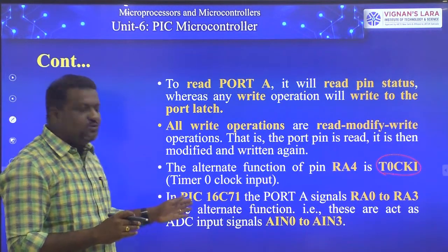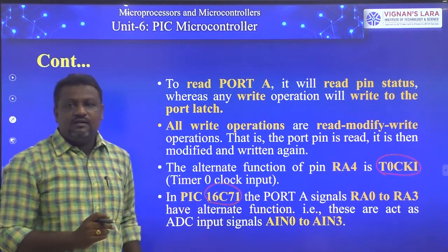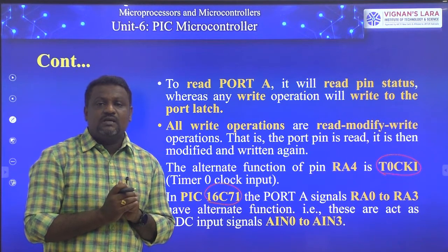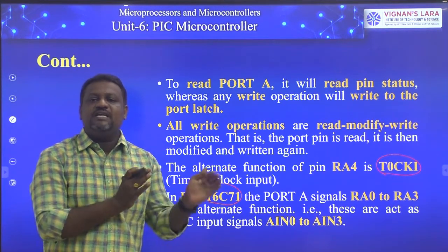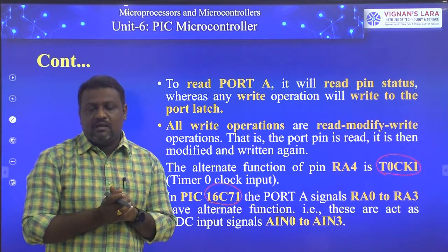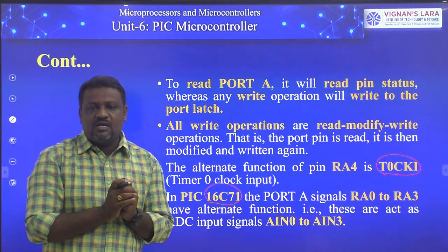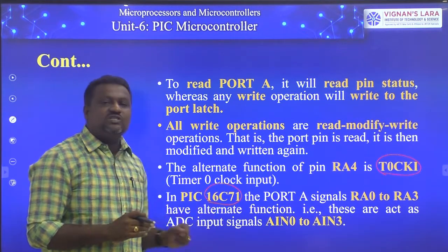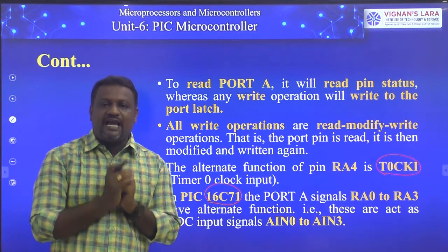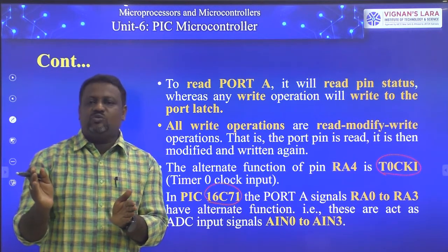One more important thing is the PIC16C71. This is another controller, which has alternate functions for the remaining signals of port A. The remaining signals of port A are RA0 to RA3. These 4 signals have an alternate function defined in the PIC16C71. They act as analog input signals AIN0 to AIN3.